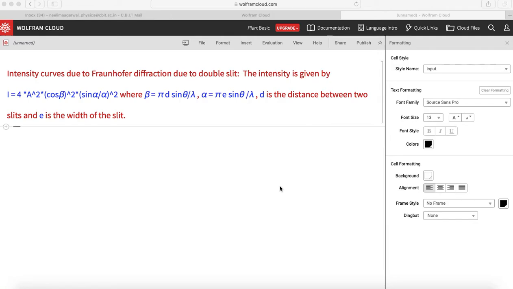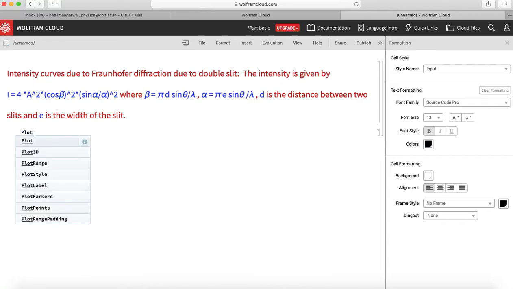Okay, so now after discussing the resultant intensity, let us try to plot this function in Mathematica. I also showed you the curves by hand, but now let us do it in Mathematica. Let us take term by term. We have two terms in the intensity, cos square beta and (sin alpha by alpha) whole square. Let us first plot cos square beta, and see what we get.